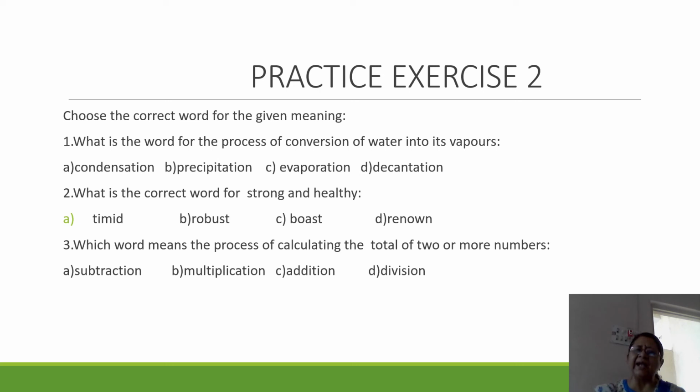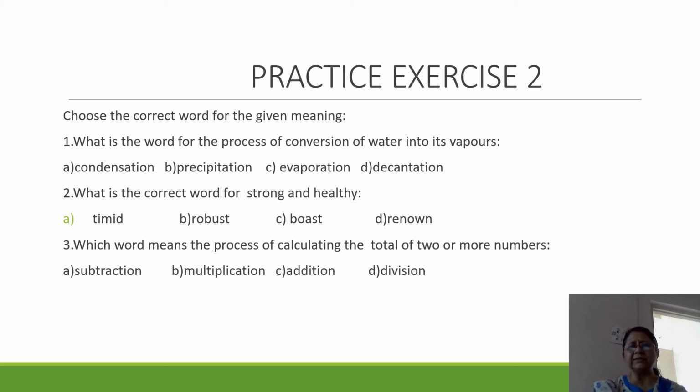Meaning is given and different words are given. Of course, one is correct and the others are wrong. Now let me give an example. First one, what is the word for the process of conversion of water into its vapors? When the water gets converted into vapors, what is this process called? A, condensation, B, precipitation, C, evaporation, D, decantation.